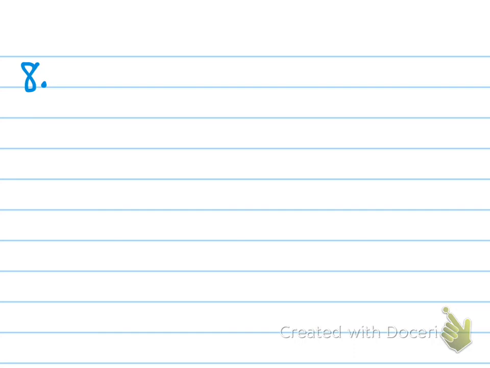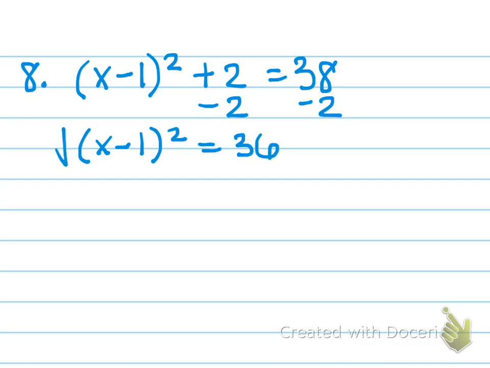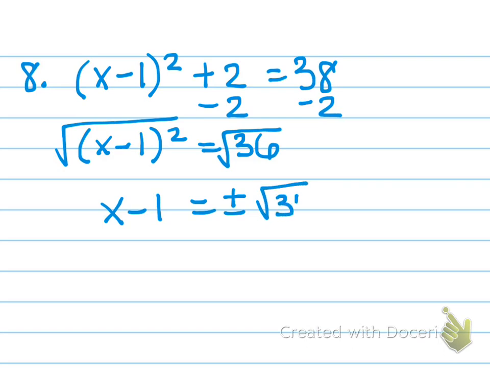Number 8. (X minus 1) squared plus 2 equals 38. First, we'll subtract 2 from both sides so that we have x minus 1 squared equals 36. When we square root both sides, we get x minus 1 equals plus or minus the square root of 36.